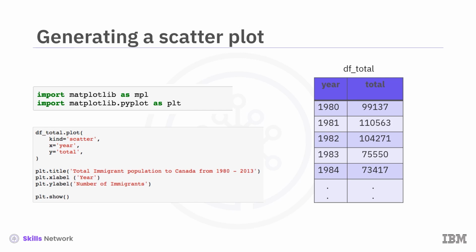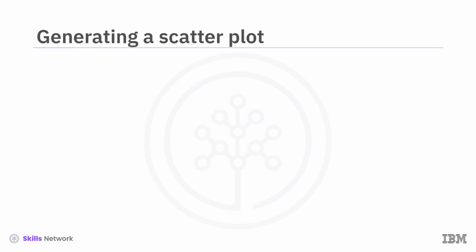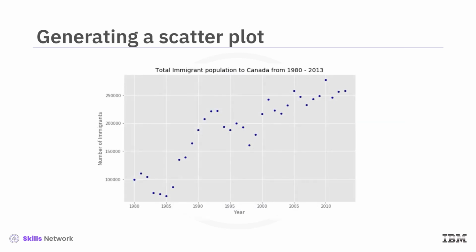Then, to complete the figure, we give it a title and label its axes appropriately. Finally, we use the show function to display the figure. And there you have it, a scatterplot that shows total immigration to Canada from countries all over the world from 1980 to 2013. The scatterplot clearly depicts an overall rising trend of immigration with time.